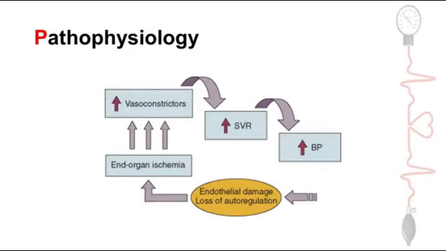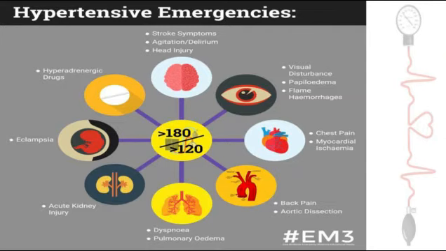Quick look about the pathophysiology. So it will cause endothelial damage, loss of autoregulation, and will lead to end organ ischemia, which lead to vasoconstriction, increase in systemic vascular resistance, and increase in blood pressure eventually. So we know that the hypertensive emergency targeted the vital organs. So we will go through all these things, inshallah, through the lecture.